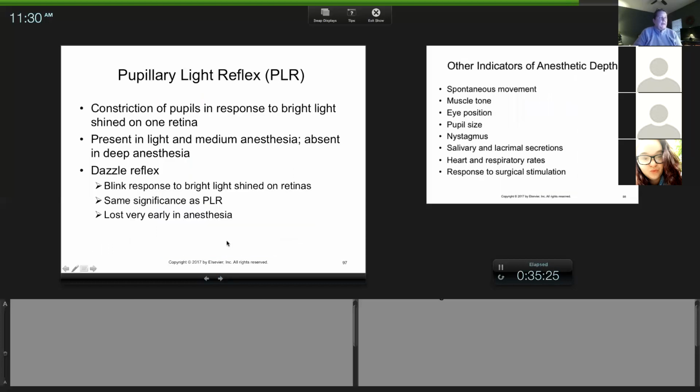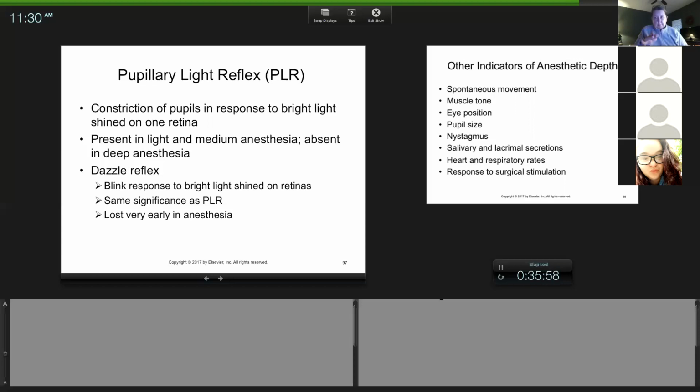The other eye test, and again, I don't use this as often, is a PLR, and that's the pupillary light reflex. What you're looking for is when you shine the light, do the pupils constrict? And remember, they should be direct and consensual. You shine it in one, the other pupil should do the same thing. Now, in light and medium anesthesia, they do have a PLR, but when they're deep, you lose it, especially if I'm worried about an impending cardiac arrest.